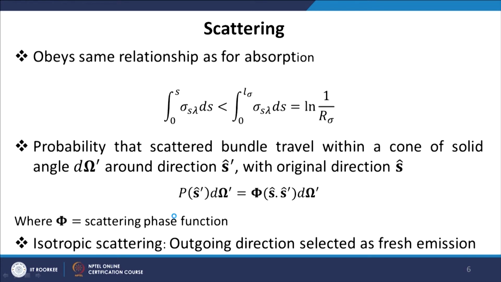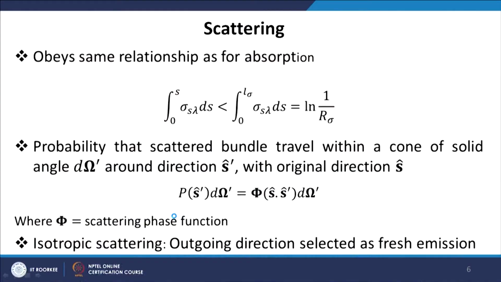Same thing we can extend to scattering. A photon is attenuated by scattering, out-scattering, if ∫₀^s σsλ ds, where σsλ is the scattering coefficient, is less than ln(1/Rσ), where Rσ is another random number chosen to determine whether the photon is scattered out and attenuated within the gas layer or not.